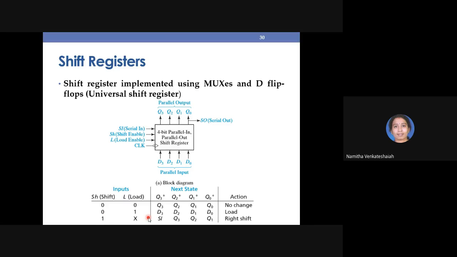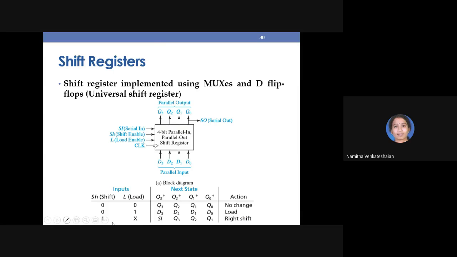Similarly, when shift is equal to 0 and load is equal to 1, what happens? Loading will happen. That means whatever D3, D2, D1, D0 is there will be copied to the D flip-flops present in the shift register. And that's why the next state will become whatever inputs you are giving, D3, D2, D1, D0. So load is the action that we performed.